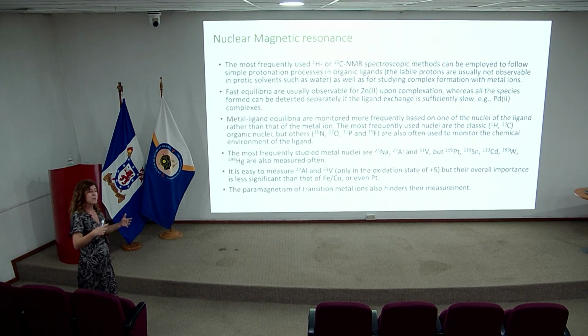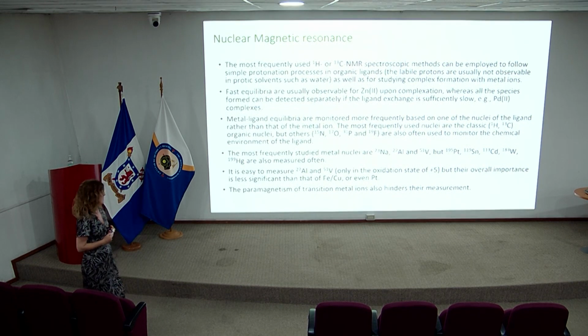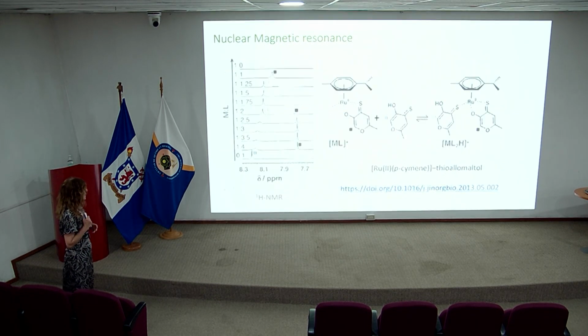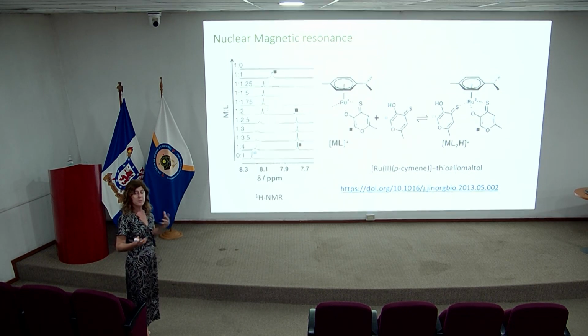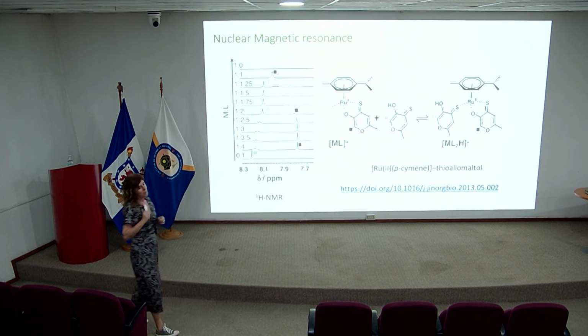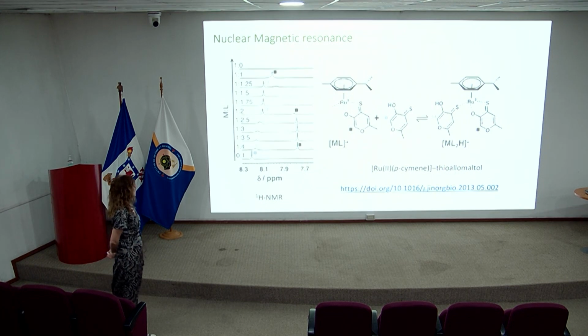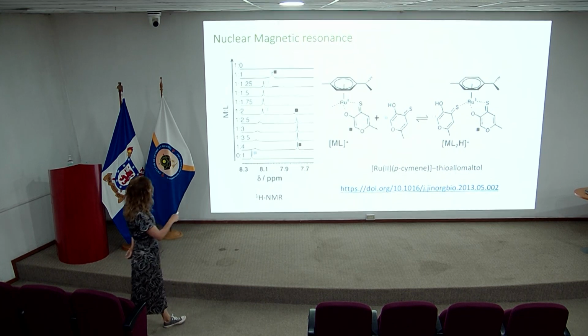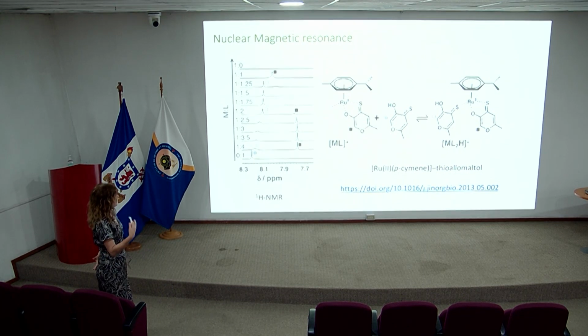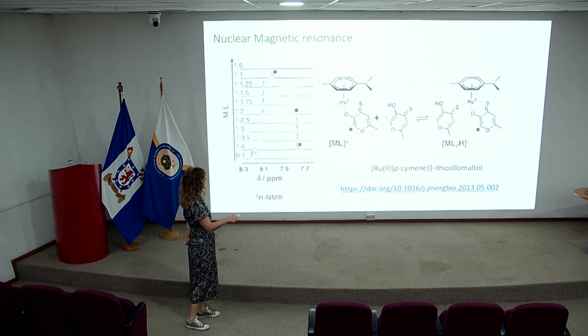And if we have in solution not only diamagnetic but also paramagnetic species, this complicates the system and hinders the measurement of the nuclear magnetic resonance. Just a very simple example. So these authors were studying this organometallic complex with a parathymine here and this thioalomaltol, and it was possible to confirm the formation of different species, so 1-to-1 metal to ligand or 1-to-2 metal to ligand, because it was possible to follow the different species.